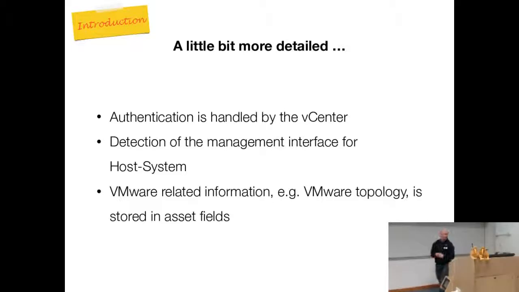A little bit more in detail on how it technically works, or what the flow is. All the authentication is handled by the vCenter, so you have the vCenter as your central point of authentication for all ESX hosts you have in the vCenter domain and even for the virtual machines. And we have to figure out somehow what the management interface for the ESX host system is. That is a really important part because all the sensor metrics are queried directly from the ESX host system, but I will come to that point a little bit later.